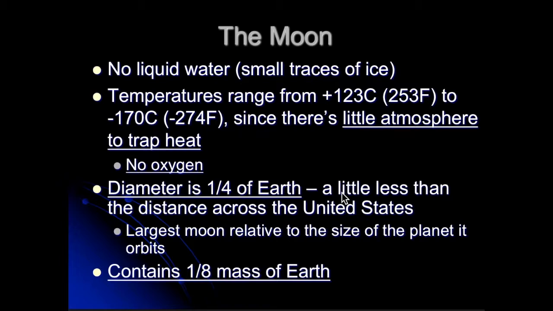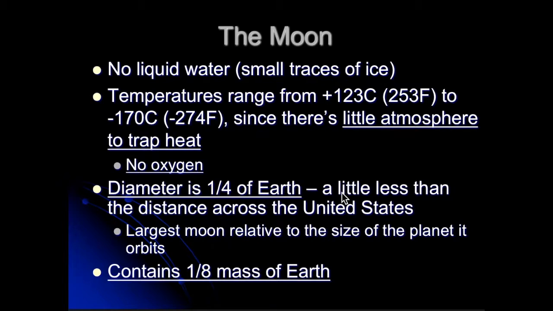So if we take a look at the conditions of the moon, there's no liquid water. However, scientists have found very small traces of ice locked in some of the deeper layers of the moon's surface. Temperatures on the moon can range from 123 degrees Celsius or 253 degrees Fahrenheit in the sun, and in the shade, the darker parts of the moon, it can get down to negative 274 degrees Fahrenheit. This happens, and you get this big fluctuation, because there's little atmosphere to trap the heat. So when it's in the sun's light, it's warm. When it's not in that sun's light, it gets really cold. Also note, there is no oxygen in that very little atmosphere.